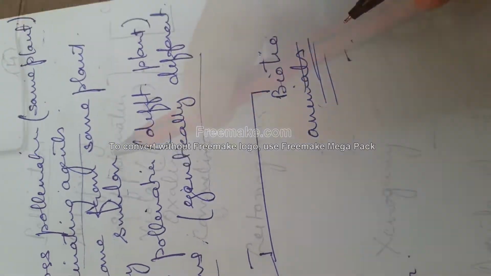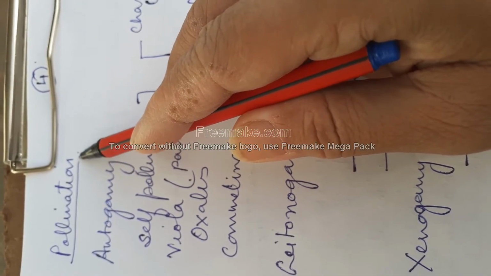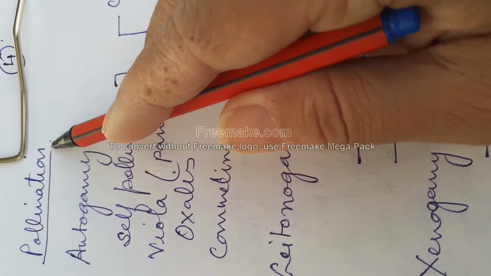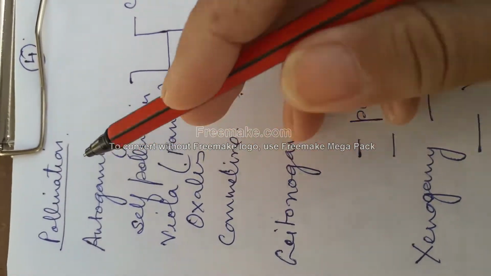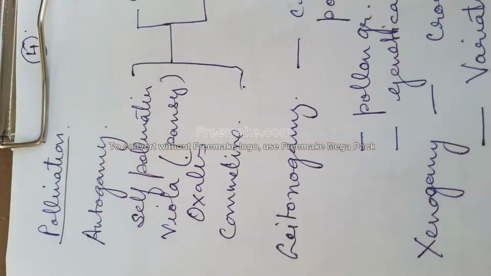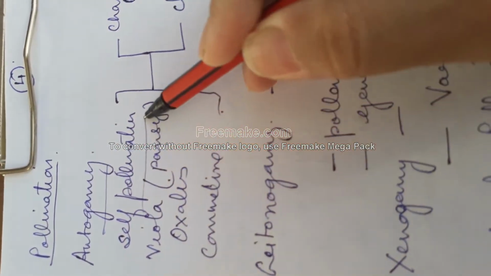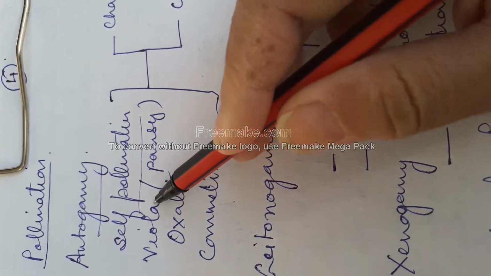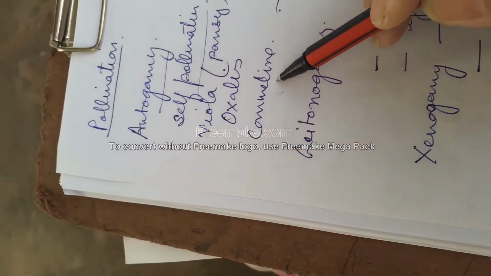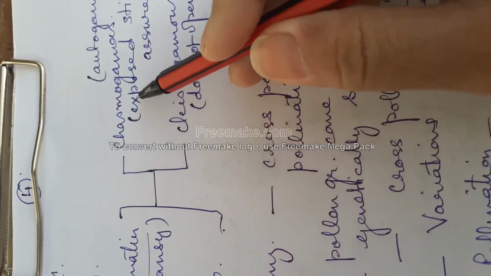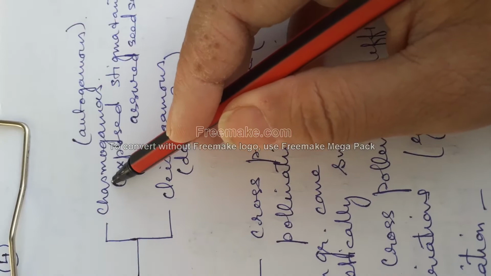Now 6, pollination. You know that pollination is the transfer of pollen grains from the anther to the stigma. So self-pollination and cross-pollination you are already familiar with. Now related to self-pollination is autogamy. Autogamy is actually self-pollination, in some of the flowers like Viola, Oxalis and Commelina.